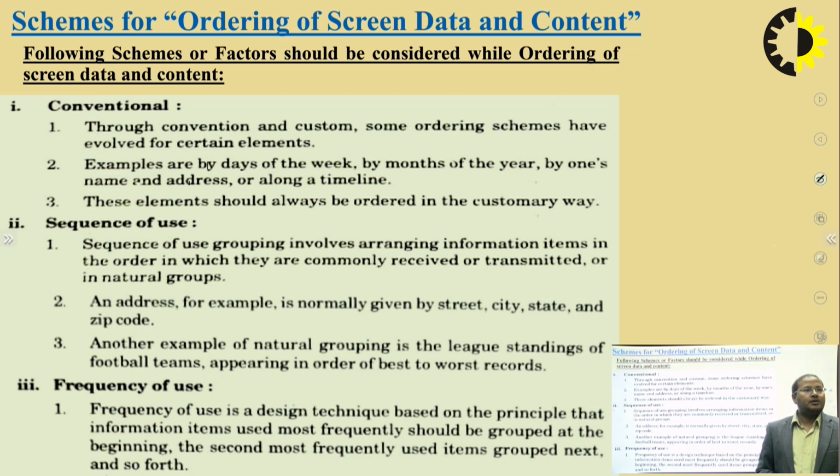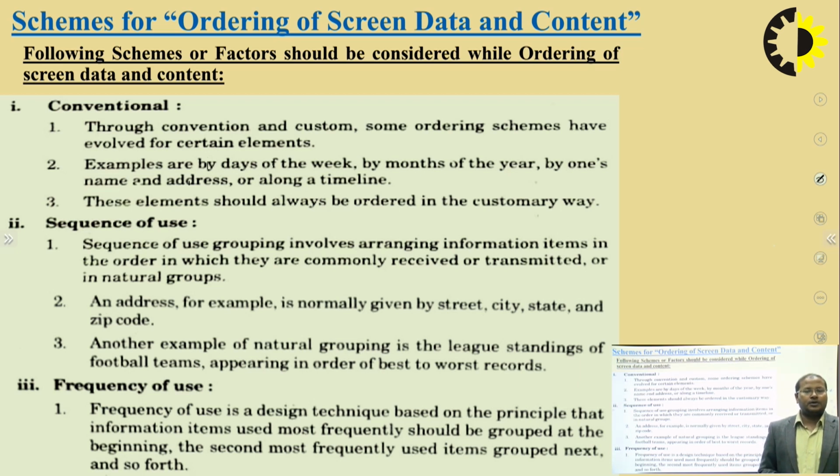Some of the schemes for ordering of screen data and content are given below. The following schemes or factors should be considered while ordering screen data and content. Conventional. Conventional means that through convention and custom, some ordering schemes have evolved for certain elements. Examples are by the day of the week, by the month of the year, by one's name and address, along a timeline. These elements should always be ordered in the customary way.